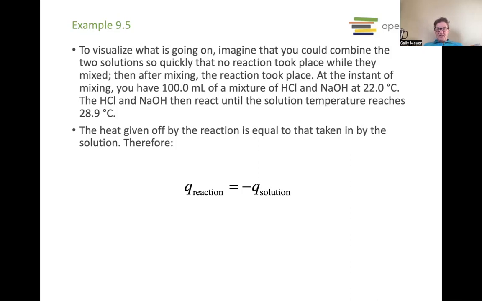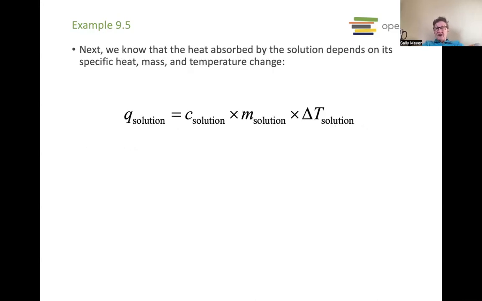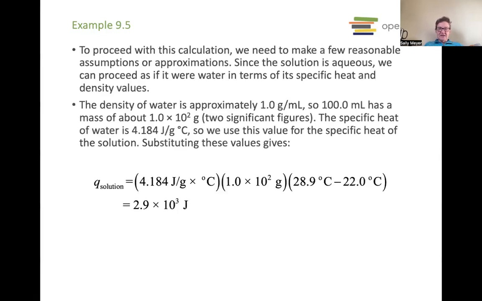The heat given off by the reaction is equal to that taken up by the solution. So we can figure out how much was taken up by the solution, because it will be the heat capacity of the solution times the mass of the solution times how much its temperature changed. Our solution, if it's a dilute solution in water, we can assume has the same heat capacity as water, so 4.184 joules per gram degree Celsius. And once again, the gram and the degree Celsius are in the denominator. We're going to multiply that by the mass of our whole solution.